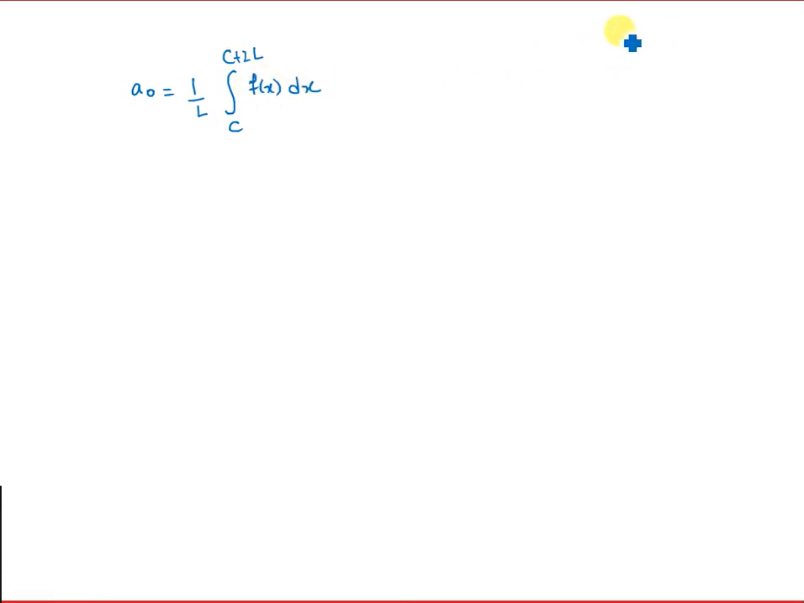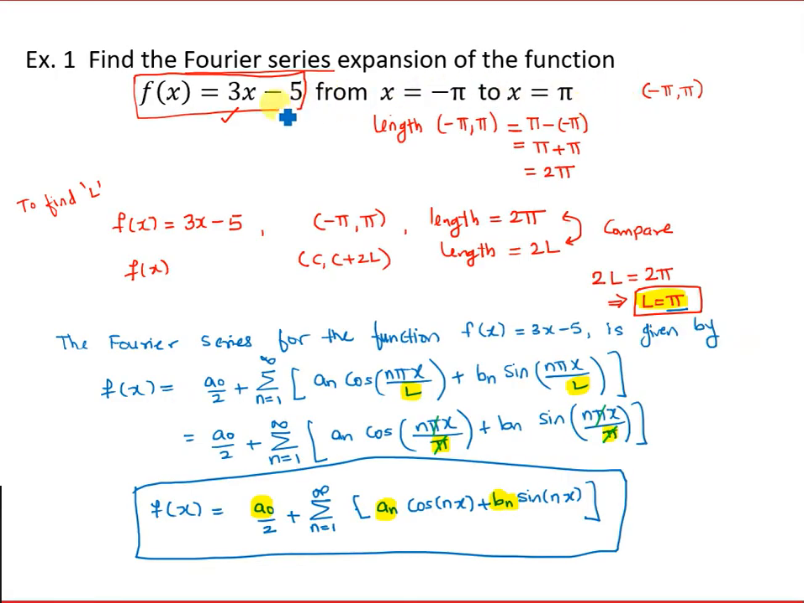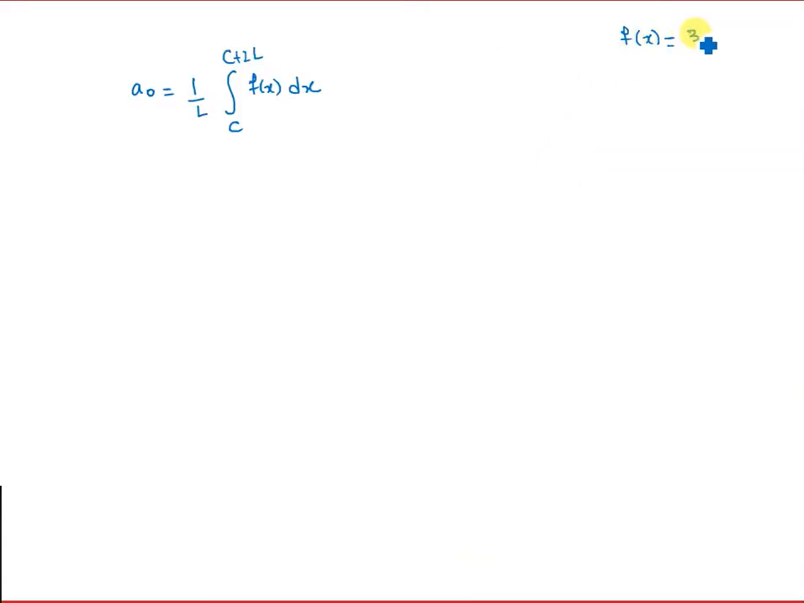Now what information do we have? We have our function f(x), which is from here 3x minus 5. We are writing down this information. 3x minus 5. The interval is minus pi to pi. And now we add the value of L as pi. So we need these three pieces of information to calculate these values. Now L is pi, so 1 over pi.